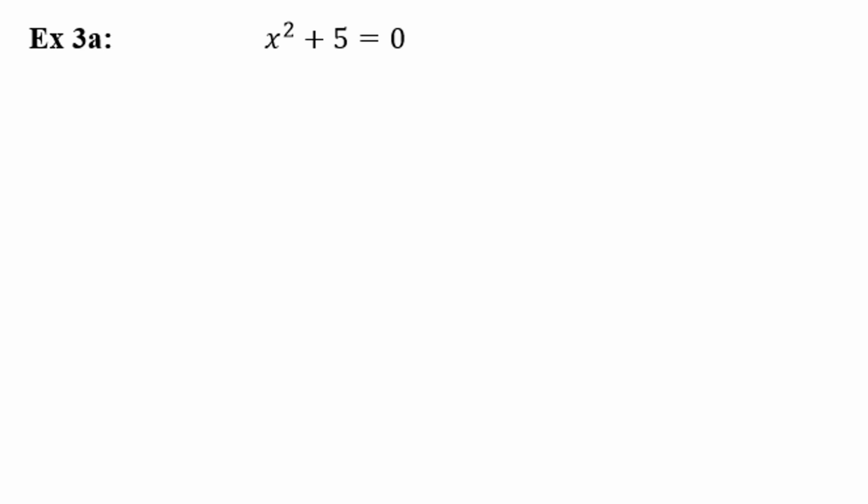Example 3a. x squared plus 5 equals 0. We're going to go ahead and solve that. So put your line down. And then distributive property, there is none. Combine like terms, again, there is none. Add or subtract. We want to get rid of the 5, so we're going to go ahead and subtract 5 from both sides.